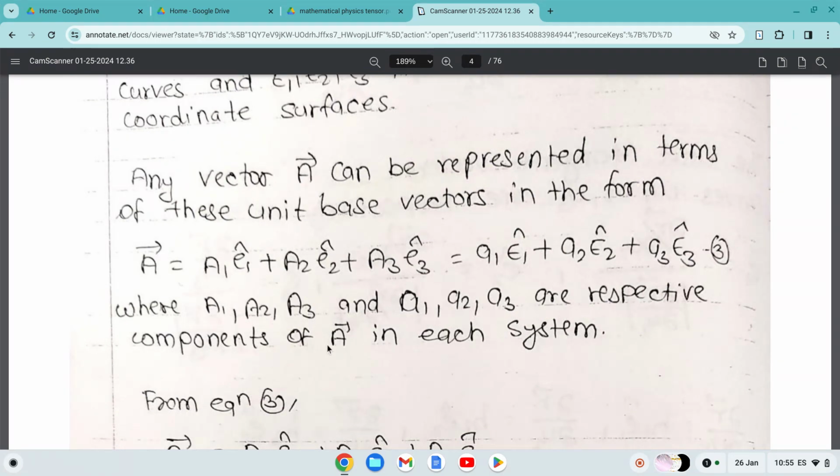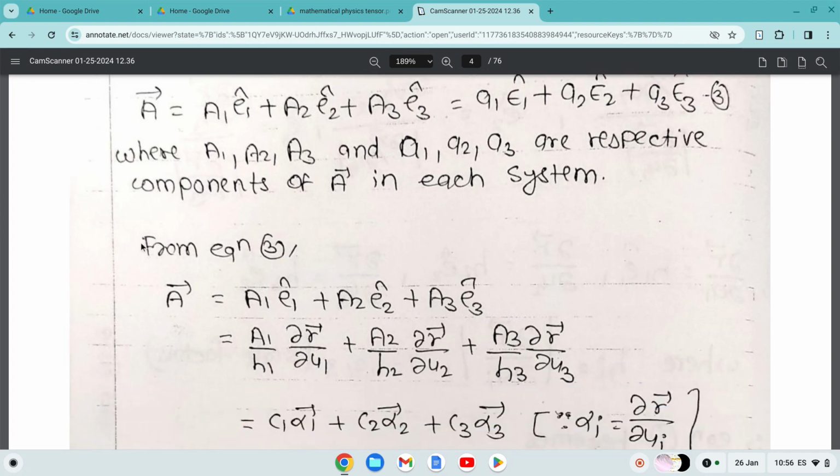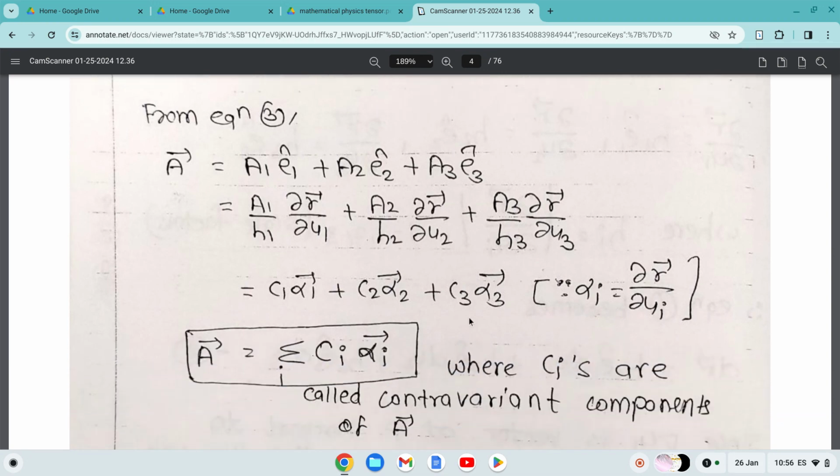You are going to know the whole system with respect to each component along the x, y, and z axes. Then, from equation 1, when you write all these values, dr by du1 you have already calculated in this equation, and h as well was in this equation. So I substituted h1: dr vector divided by del u1 equals this whole vector. I have substituted the values of the unit vectors e1, e2, and e3, and you get it like this. All right. And if you write alpha i equals del r vector divided by del ui, this is your general form, from which you can get alpha 1, alpha 2, alpha 3.